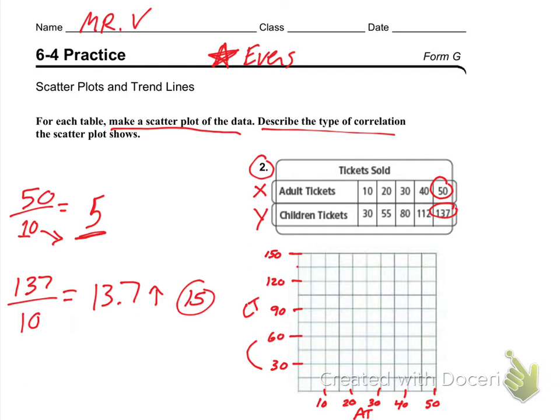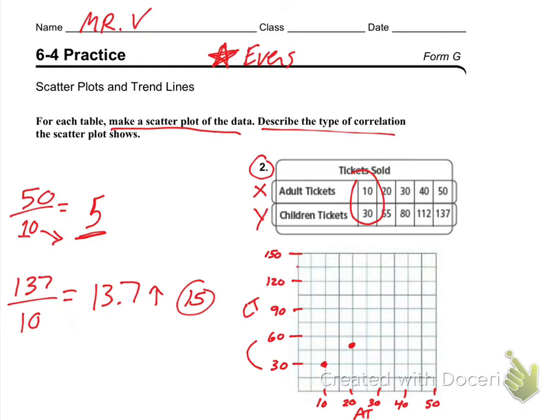So what I'm going to do is look at my information, and my first point is right here. So that's going to be 10, 30. So I'm going to go 10 to adults and then 30 for children's. And that'll be your point. The second one is 20 for adults and then 55. So I'm going to do 20 and then 55 will probably be right about there. Then I'll have 30 and 80. So 30 and then go up to 80.